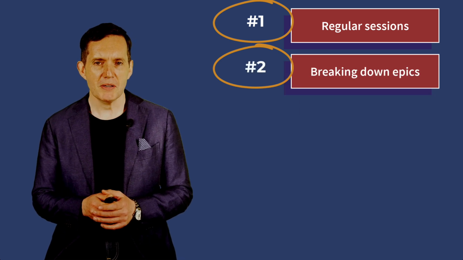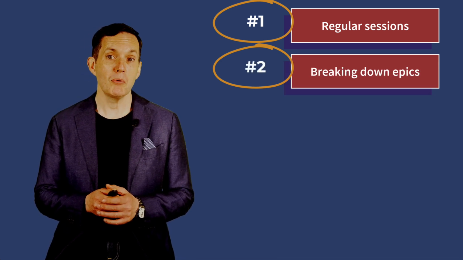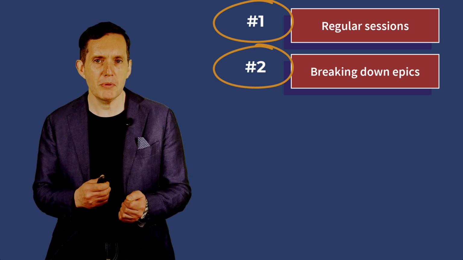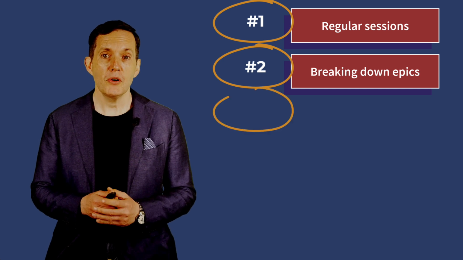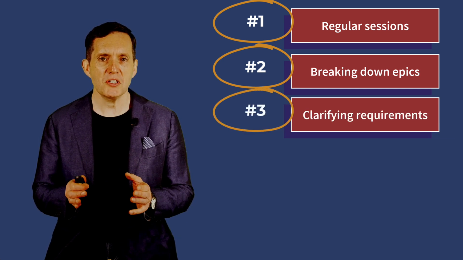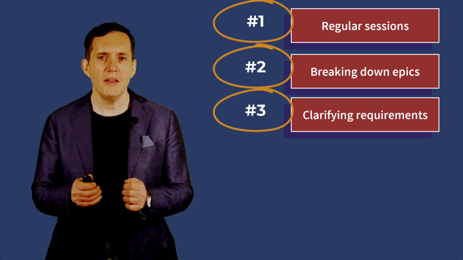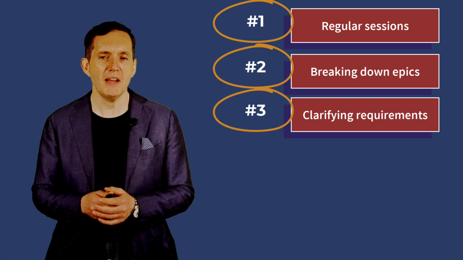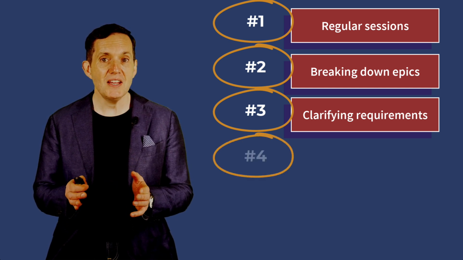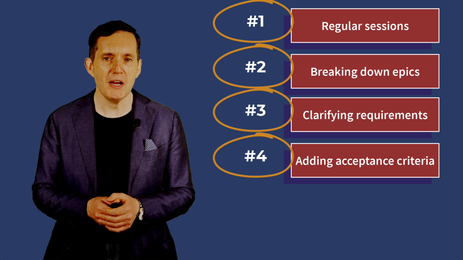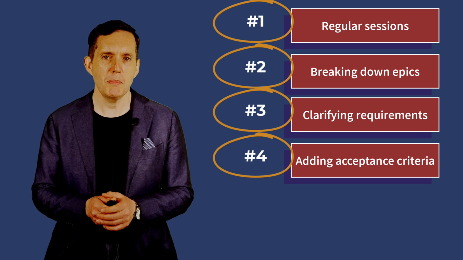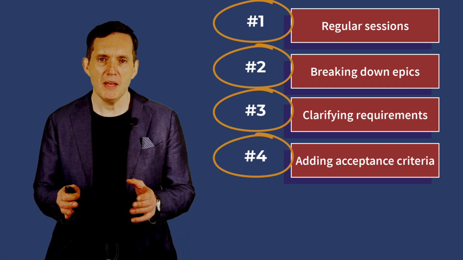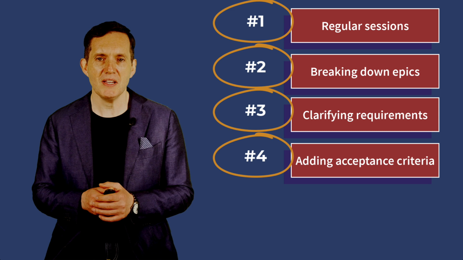Second, breaking down epics. Large user stories known as epics are broken down into smaller, more manageable stories. This ensures that each story can be completed within a single sprint. Third, clarifying requirements. The team discusses each story to clarify requirements and ensure there is a common understanding. This may involve asking questions, adding details, and defining acceptance criteria. Next, adding acceptance criteria. Acceptance criteria are conditions that must be met for a story to be considered complete. These criteria provide clear guidelines for the development team and help ensure that the story meets the desired standards.